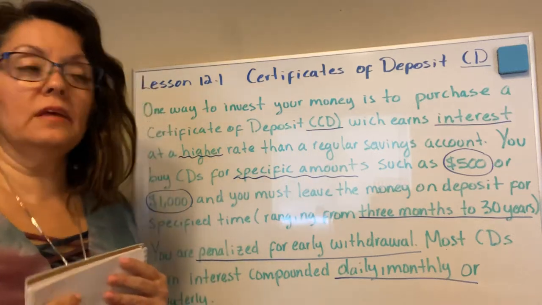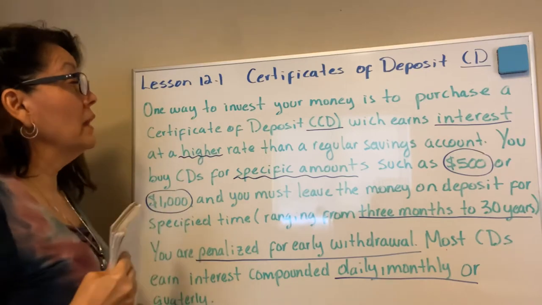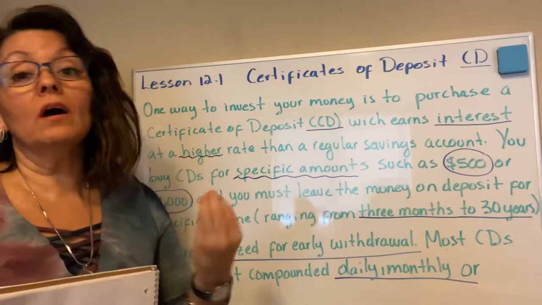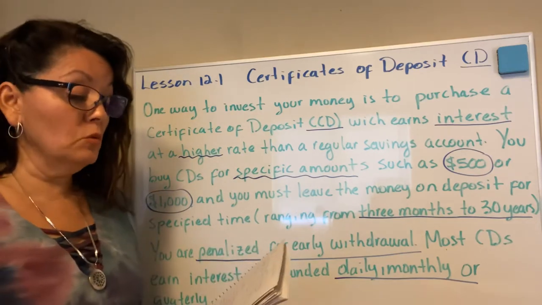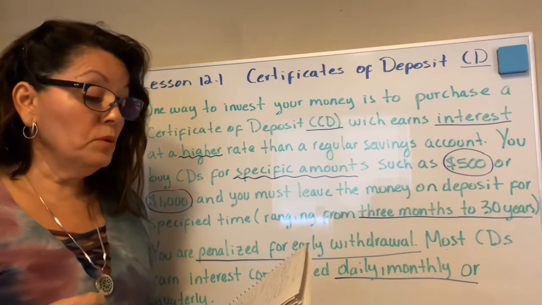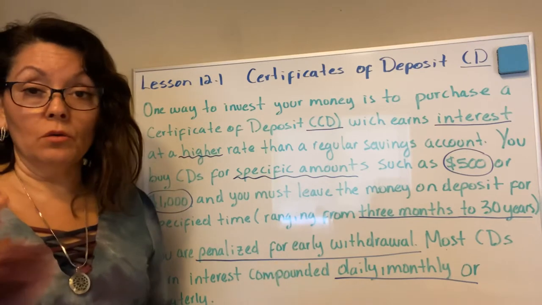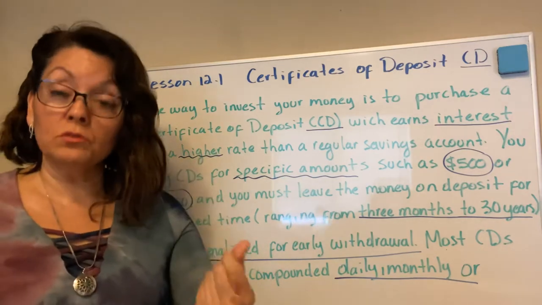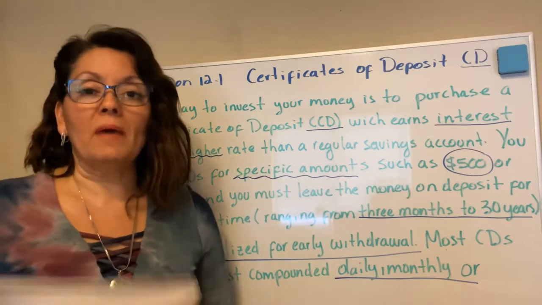Hello guys, today we're going to start chapter 12 with lesson 12.1, certificates of deposit, or CDs. The objective for this lesson is that the student will be able to use tables or a formula to compute interest on a certificate of deposit, using only two formulas. We're going to use two formulas and we're going to use the table as well. It's the easy way to do the math part.